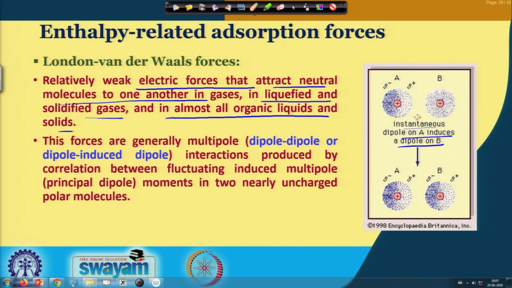So, in A, when there is an instantaneous dipole, you can see a positive and a negative charge. So, there is a dipole. This instantaneous dipole results in a dipole in B also, so here is a negative, positive, and due to this instantaneous dipole, an opposite sign develops in the vicinity of B. So, you can see here there is another induced dipole also. This is the reason for this van der Waals force.